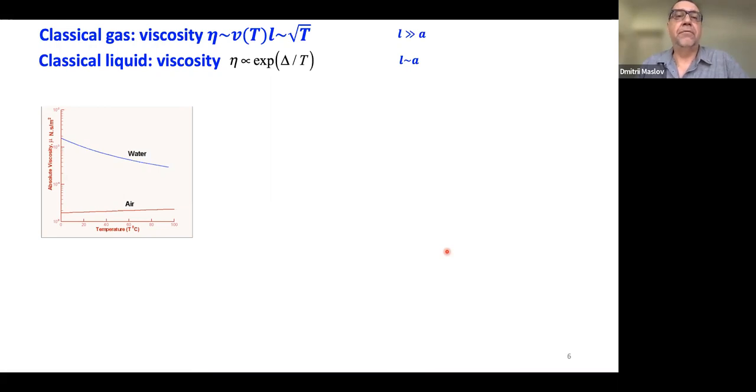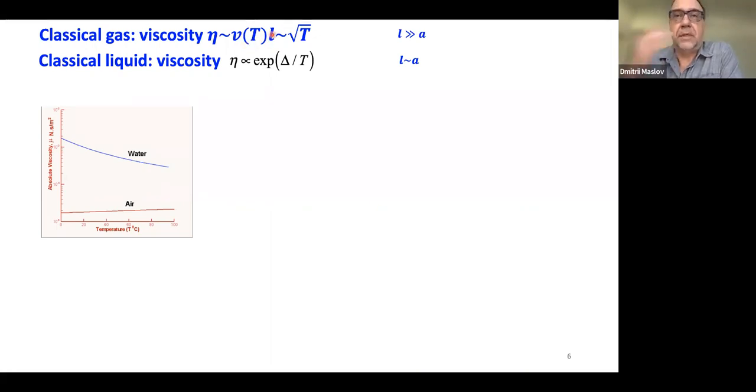the notion of viscosity. Just to remind you what viscosity is, basically the kinematic viscosity in a gas is the same as the diffusion coefficient. In a classical gas, such as air, it's given by the product of the RMS thermal velocity and the mean free path.